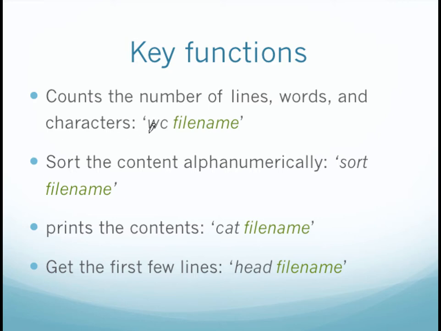The first command is wc and it will count the number of lines, words and characters in a file or files. The next is sort and it will sort the content of a file alphanumerically. The third command is cat and it will print the content of a file one after another. Then if you just want to check the first few lines of a file without opening the file, you can use the head command. This is going to be really useful for large files.